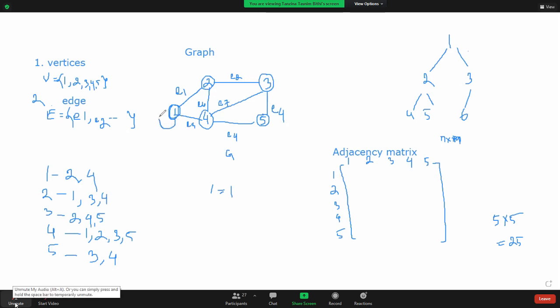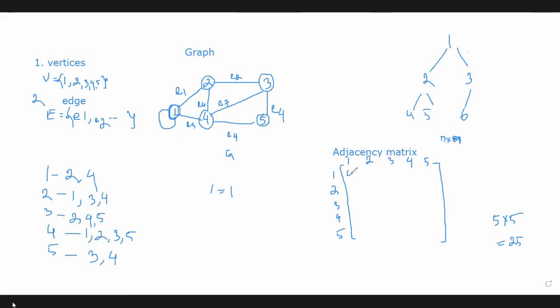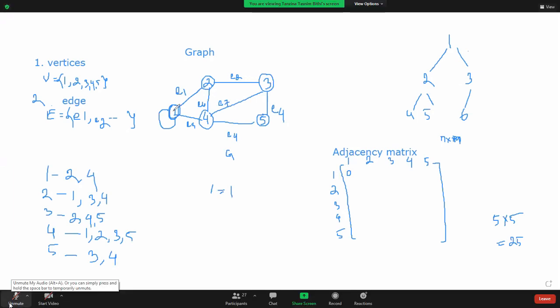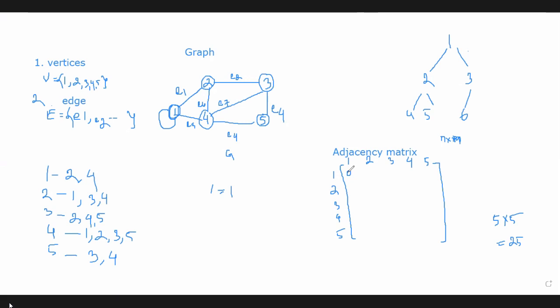This is the loop or closed path where the starting node and the end node are the same. But in this graph, there is no loop. That means in this cell, we have to put a 0. Is it clear? What is the relationship of these two nodes? Between 1 and 1, there are no edges which start from 1 and end at 1. That's why in this cell, we'll add 0.